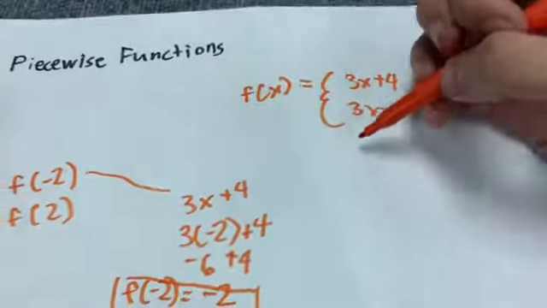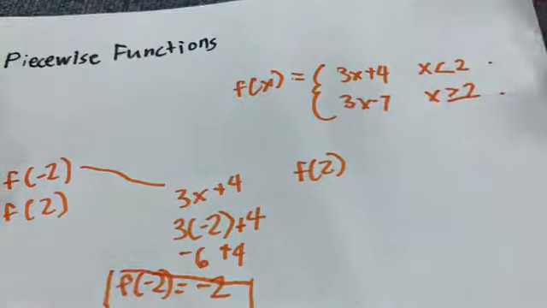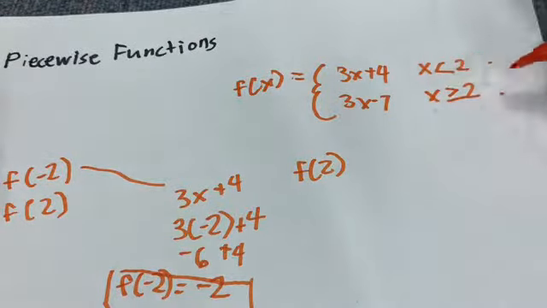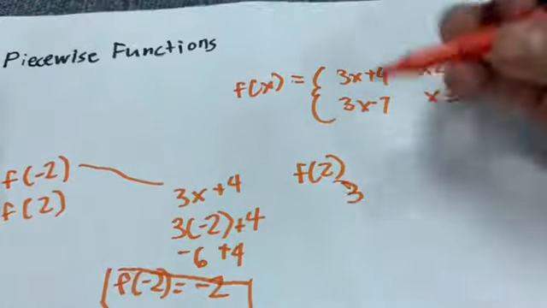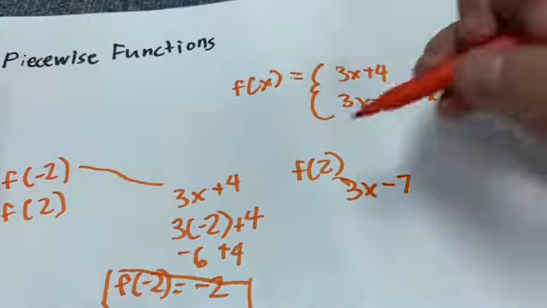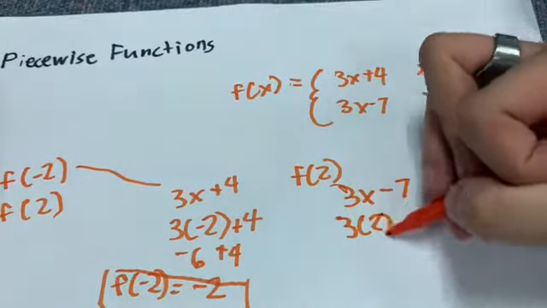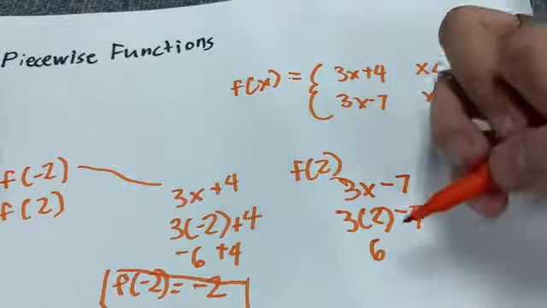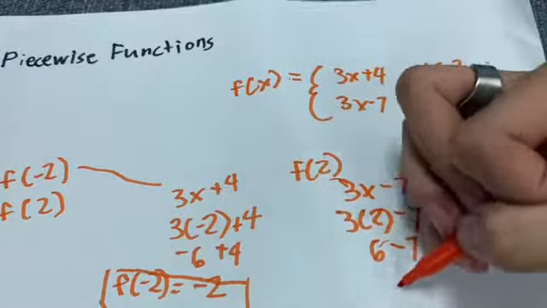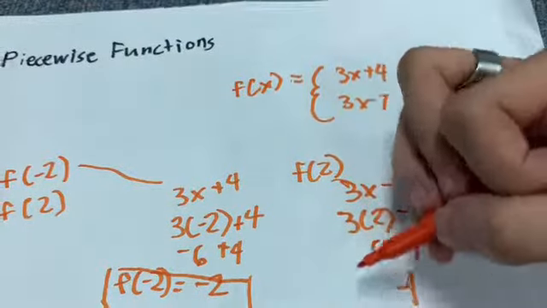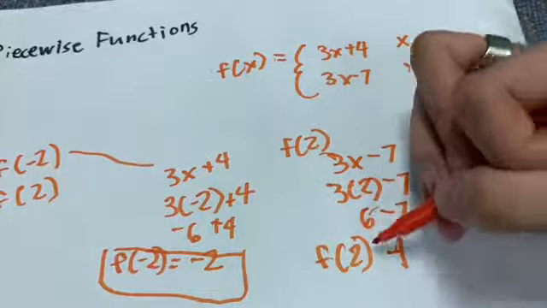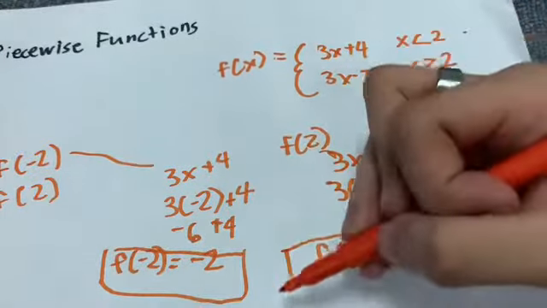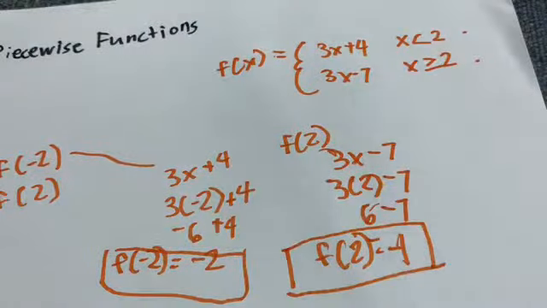And the next is f of 2. So we have to choose which condition we're going to use again, condition 1 or condition 2. With 2, x is not greater than 2, but x is equal to 2, so we're going to use this one. We rewrite the function, which is 3x minus 7, but replace x with 2. So 3 times 2 minus 7. 3 times 2 equals 6, and 6 minus 7 equals negative 1. So with this piecewise function, we found out that f of 2 equals negative 1, and f of negative 2 equals negative 2 as well.